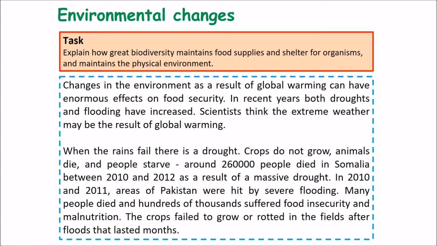Right, environmental changes. Changes in the environment, such as the result of global warming, can have enormous effects on food security. In recent years, both droughts and flooding have increased. When the rains fail where there is a drought, crops do not grow, animals die, and people starve. So therefore, if this is the case, the level of biodiversity will decrease.